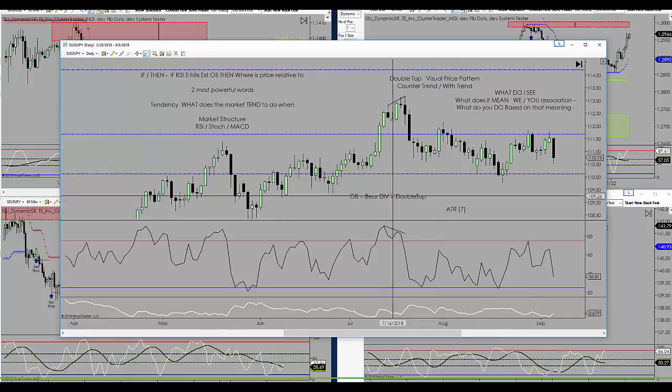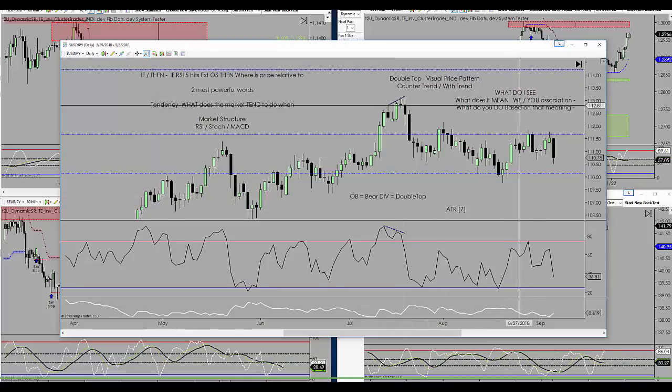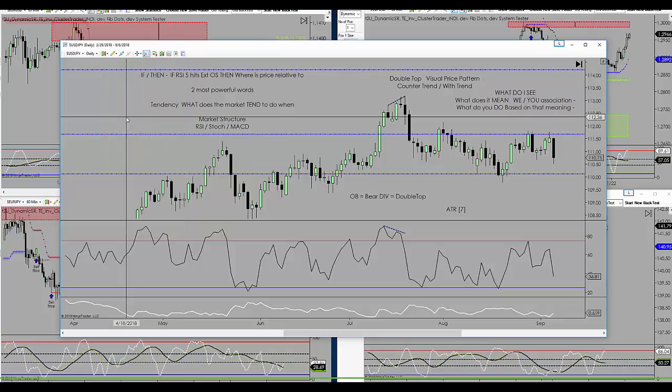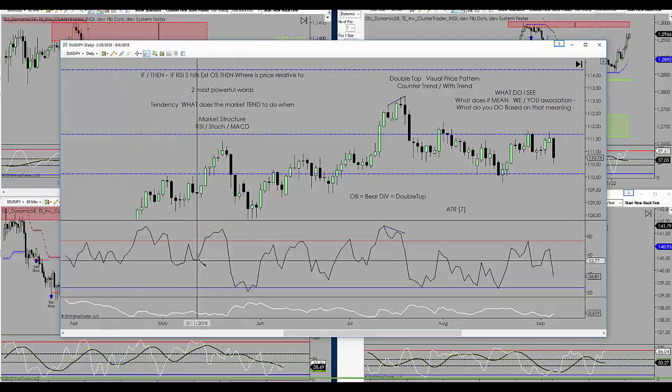Number 2, recognition, tendencies. Okay? What do I see? What does it mean? What association do I place on it? And then what do I do based on that meaning? So let's come in here and let's grab our vertical line. And I'd encourage you strongly to do this independent of what we're doing here.